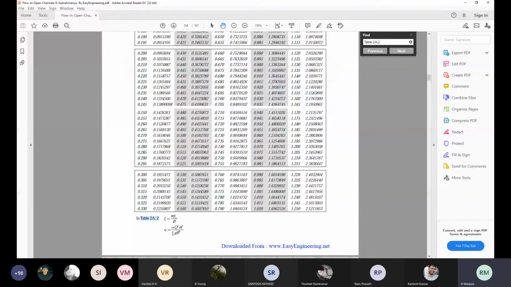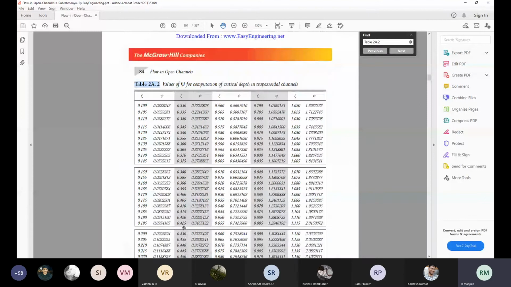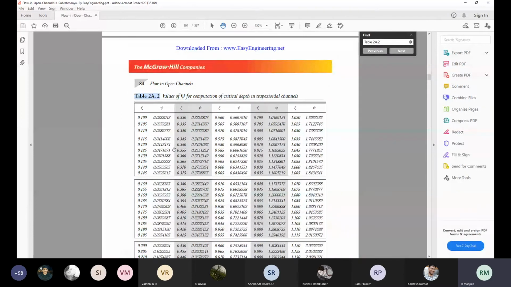And what is our psi? Psi is nothing but alpha into Q square m cube divided by g into b raised to 5, where alpha is the kinetic energy correction factor. Now you know the values of psi and epsilon. Now you have to find out the value. Let me show you.